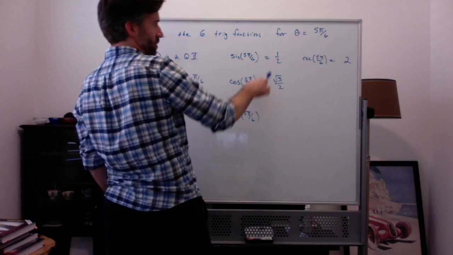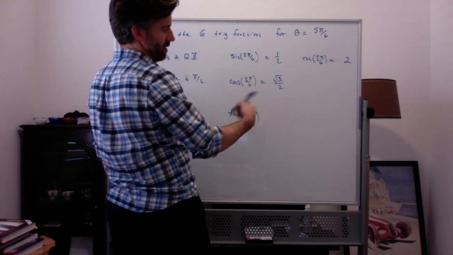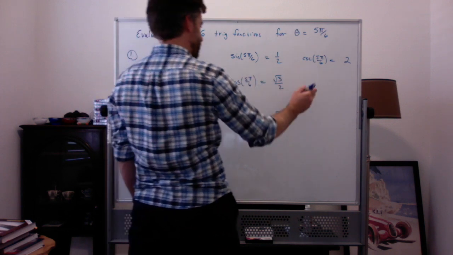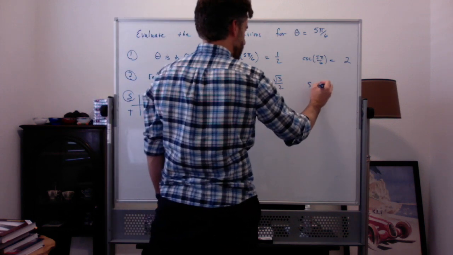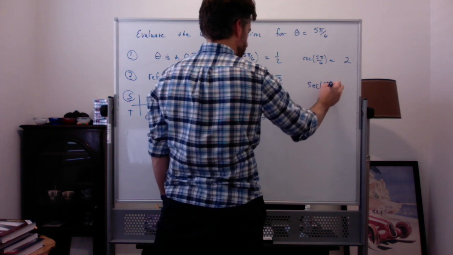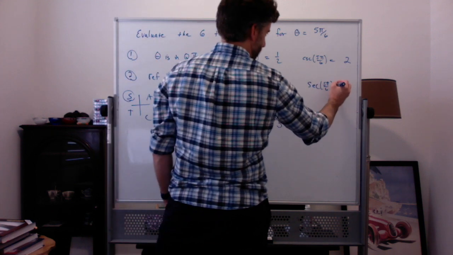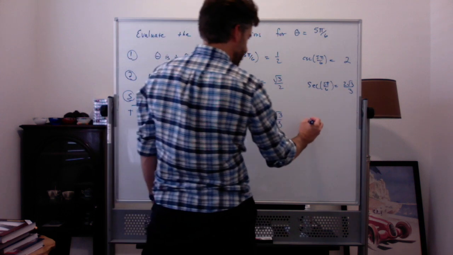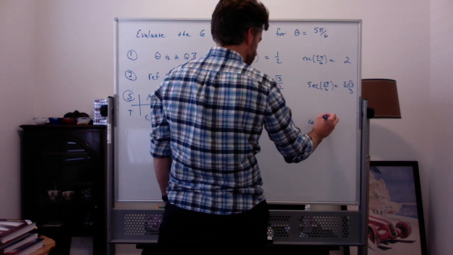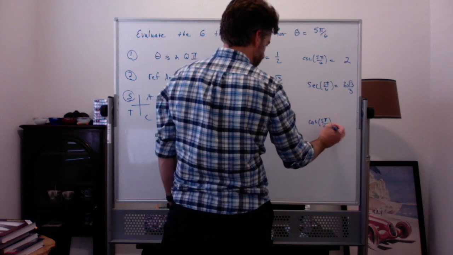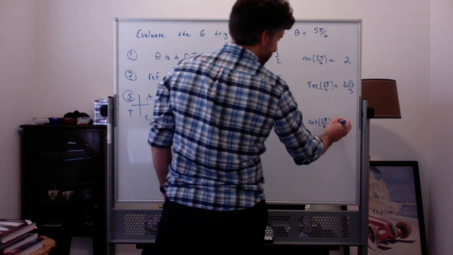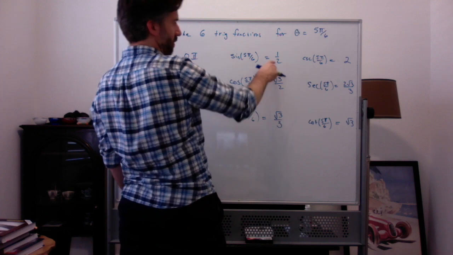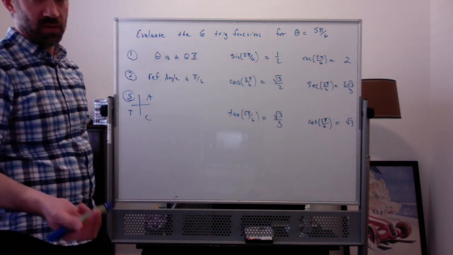And then tangent of 5 pi over 6 is sine over cosine, which is 1/2 over root 3 over 2. The 2's cancel, you get 1 over root 3, which is root 3 over 3. Similarly, secant of 5 pi over 6 is going to be 2 over root 3, which rationalizes as 2 root 3 over 3. And finally, cotangent of 5 pi over 6 is going to be 3 over root 3, which is just root 3. You can also say it's cosine over sine, root 3 over 2 over 1/2, the 2's cancel, and you just get root 3 over 1, which is root 3.